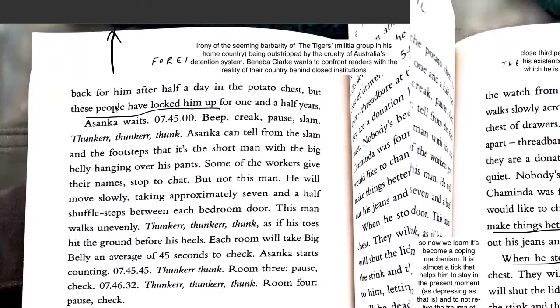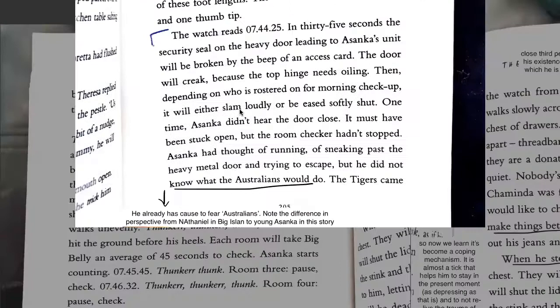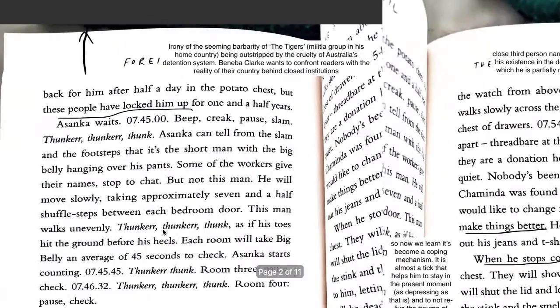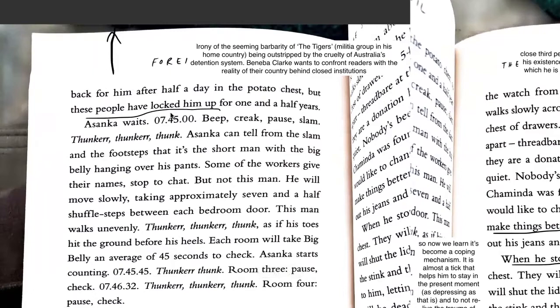But look at the use of language, they're talking about Australians, Australia, have locked him up for 1.5 years. So even though that was a really traumatizing event for him to be locked up in a potato chest for a whole day and have a finger chopped off, he's actually signaling here, through the narration, that what's being done to him in Australia is a whole lot worse than that.